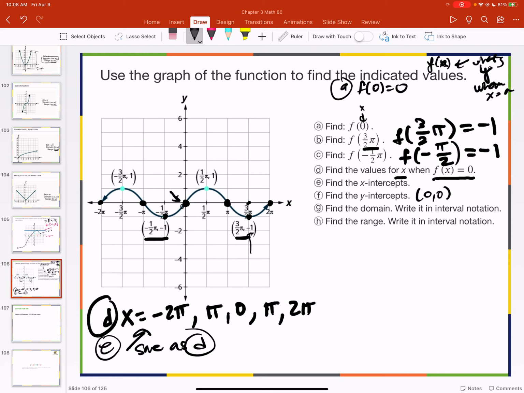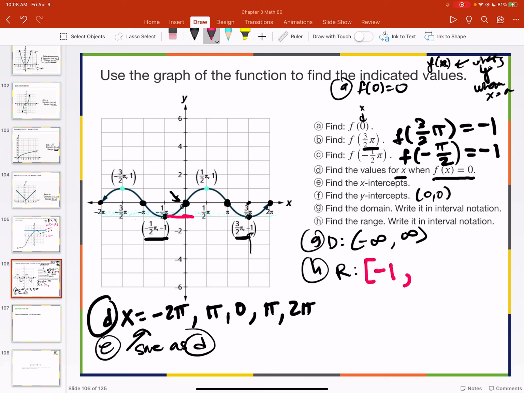Okay, find the domain. It looks like it goes on forever, from -infinity to +infinity. And then the range, last part: notice that the lowest point is down here, at y equals -1. But then it goes up all the way to y equals +1. That's it. It doesn't go any higher than that.